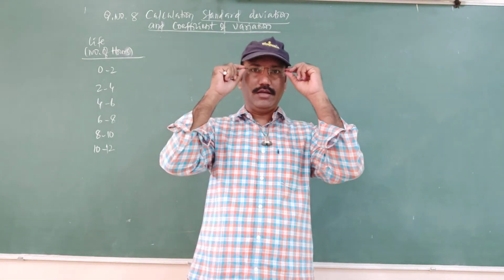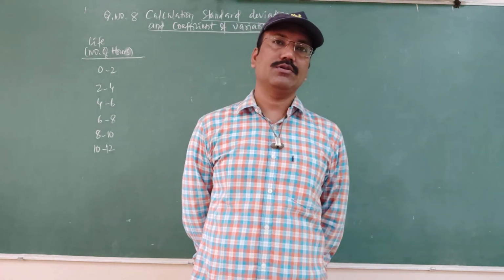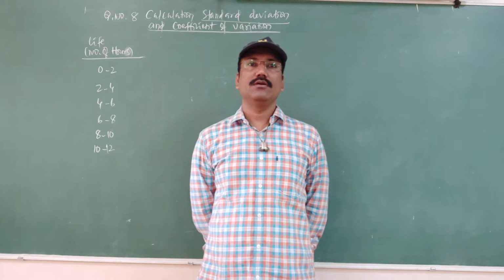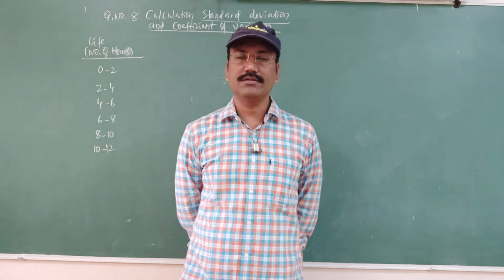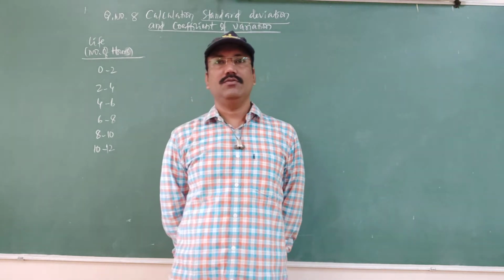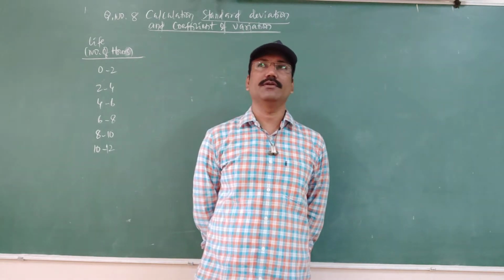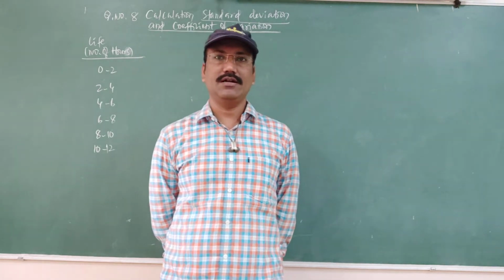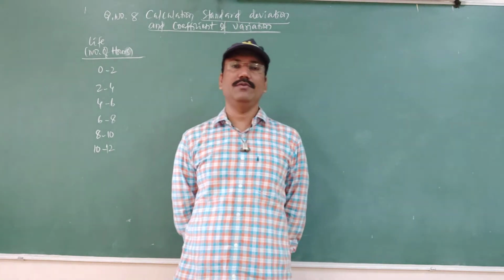Question number 10, I think I already sent you on WhatsApp. The question is like this. Particulars regarding income of two villages are given below, village A and village B. What have they actually given? The number of people, which means the number of variables: 600 is for village A, and 500 for village B.